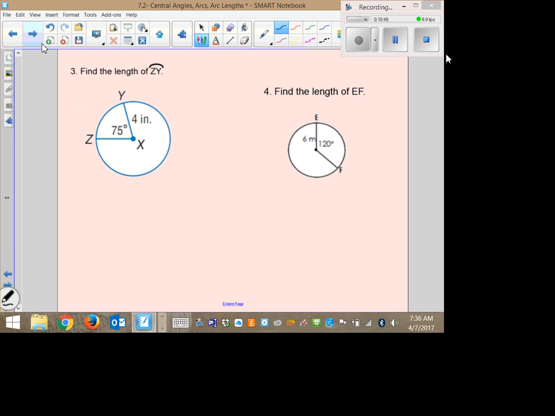Alright, so let's try a few examples. Let's find the length of arc ZY here. So the length, let's call that L, of ZY is equal to our central angle, our 75, divided by 360. And then we multiply that by 2 pi r. So multiplying that all out through your calculators, you will get 5.24 inches.